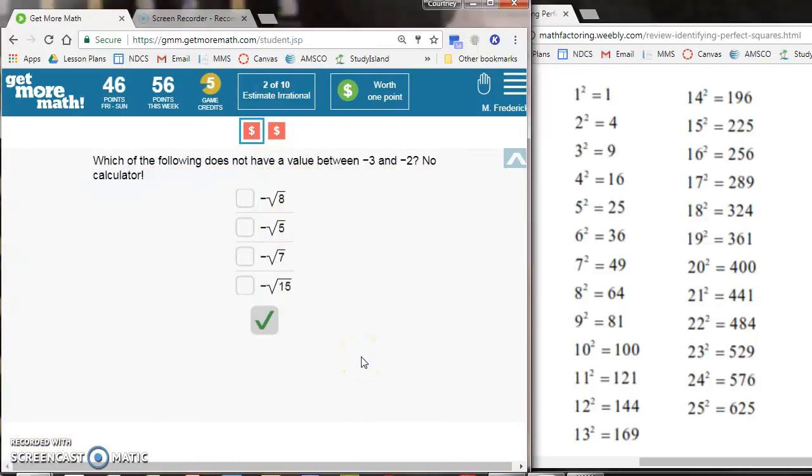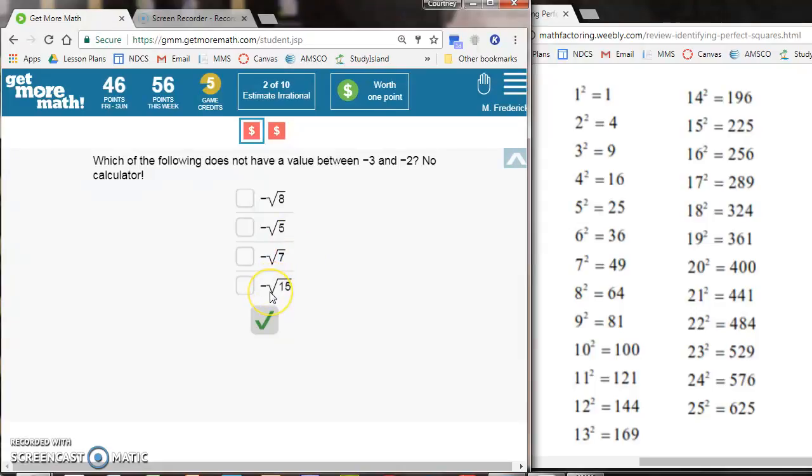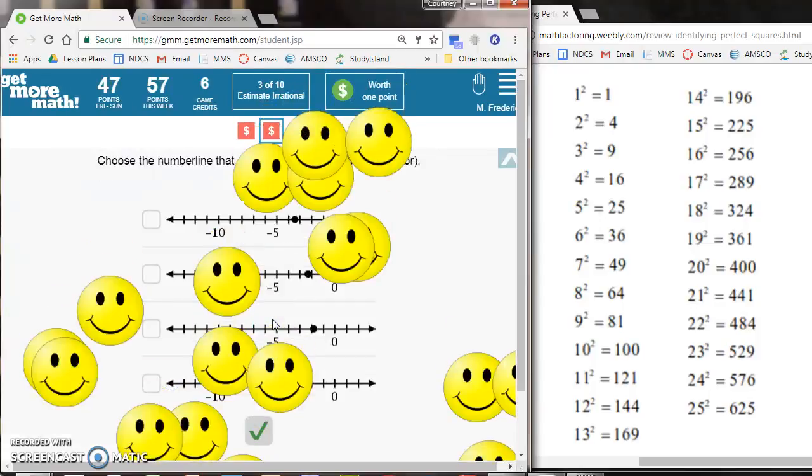Which of the following does not have a value between -3 and -2? For a second here, we'll just ignore those negatives. Let's go and look between 2 and 3. So between 2 and 3 means that we're looking for some value between 4 and 9. 8 is between 4 and 9. 5 is between 4 and 9, and 7 is between 4 and 9. Therefore, negative the square root of 15 is not between -3 and -2, because 15 is not between 4 and 9.